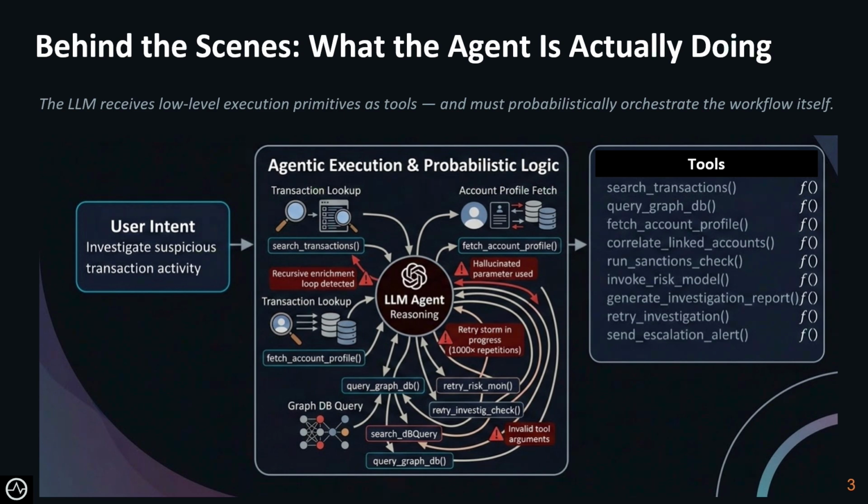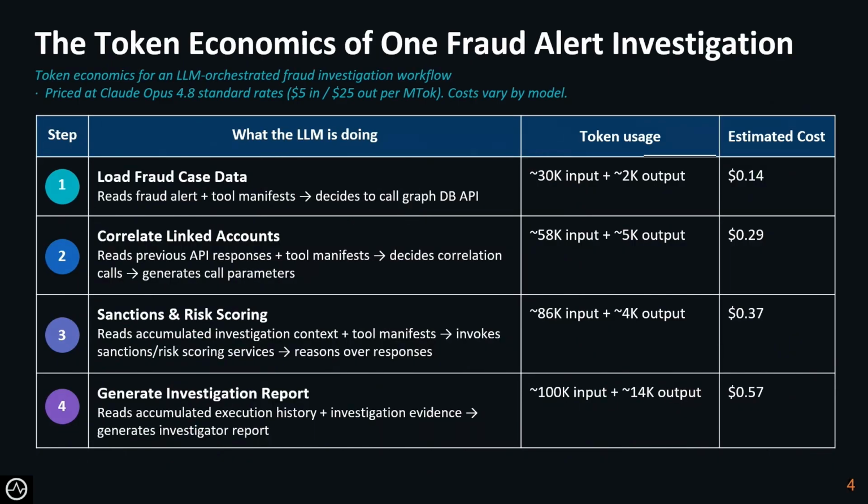Every tool call, every retry, every routing decision, and every piece of accumulated context impacts cost, latency, and predictability. So let us put some numbers on this process. These are rough token estimates that I came up with for each step. In step 1, the model loads the fraud alert and sees the available tool manifests just to decide what to call. For that it consumes 30,000 input tokens and 2,000 output tokens. In step 2, it correlates the linked accounts. For that it rereads everything from step 1 and previous API responses, and again reads the tool manifest to decide which tool to call. That consumes 58,000 input tokens.